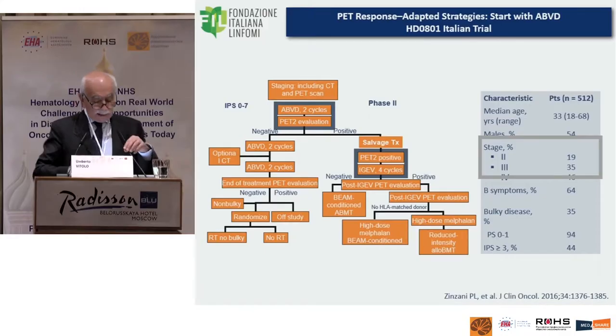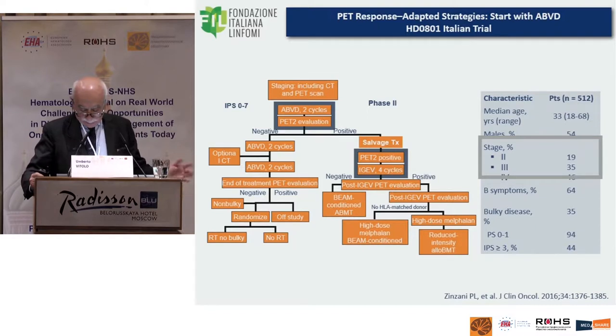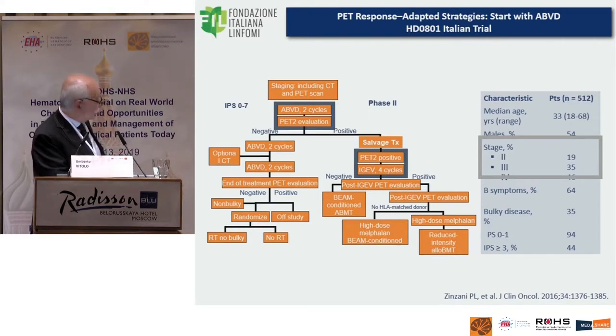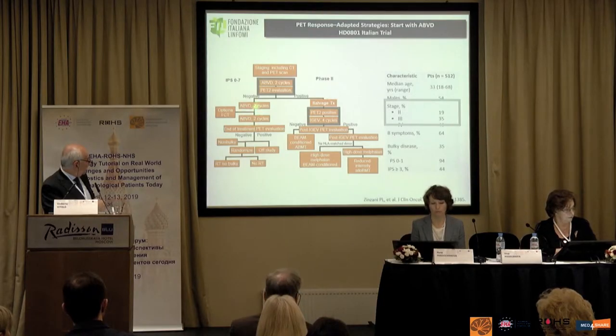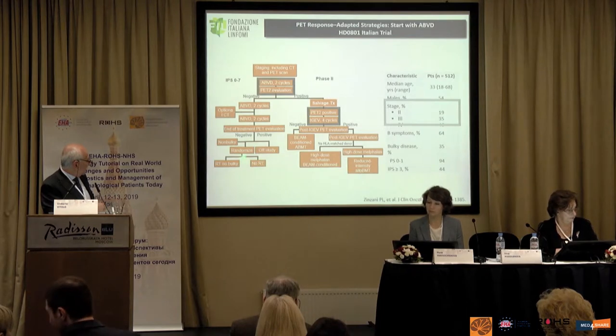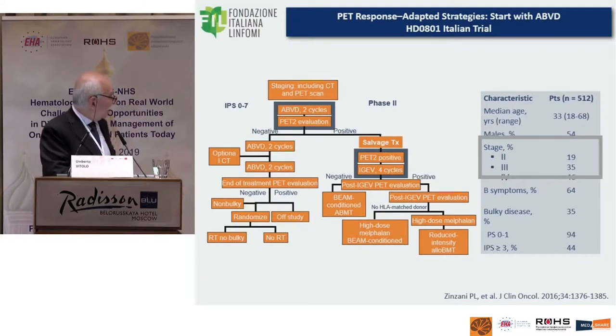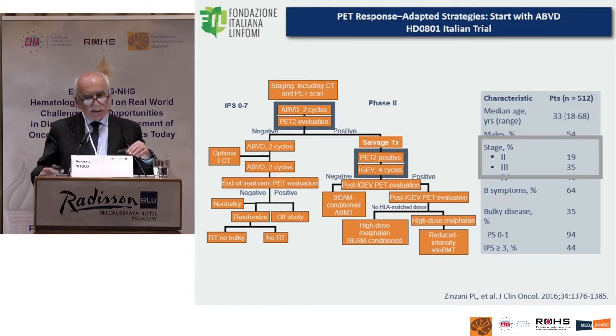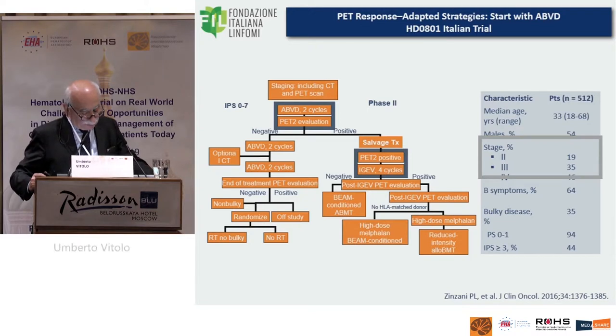Our Italian lymphoma group conducted another PET response adaptive strategy in advanced Hodgkin lymphoma patients, published by Pierluigi Zinzani in the Journal of Clinical Oncology a couple of years ago. The figure is complicated, I'll try to summarize. Patients were treated with two courses of ABVD, then received PET. In case of PET negative patients, they continued to be given ABVD. At the end of the study, they were randomized to radiotherapy or no radiotherapy to the bulky areas. Patients who were PET positive were shifted early to intensification with a salvage regimen, IGEV, an ifosfamide-based salvage chemotherapy regimen, and then consolidated with autologous stem cell transplant.